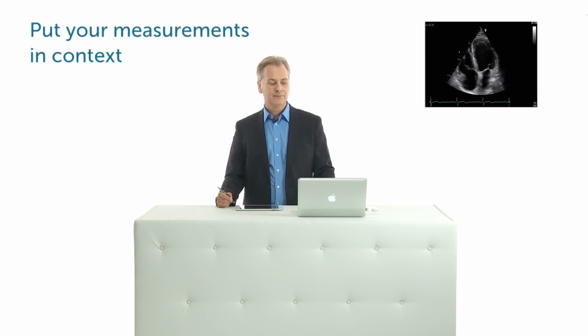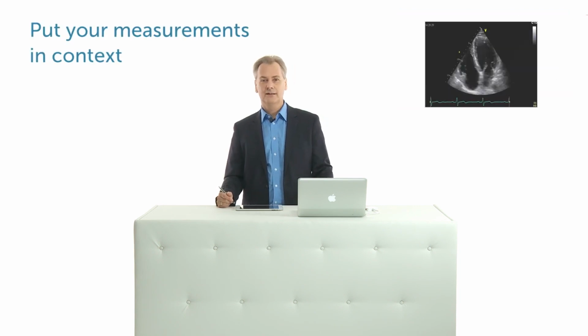And finally, always put your measurements in context. It just simply does not work to have severe aortic stenosis and no left ventricular hypertrophy. So all the different parameters have to fit together in some way or other. This concludes our chapter on aortic stenosis. Wasn't so difficult, was it?